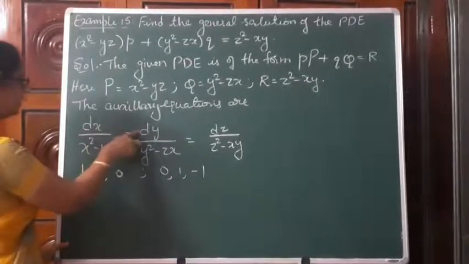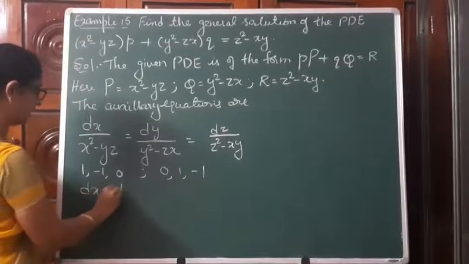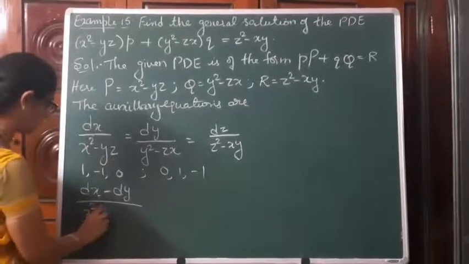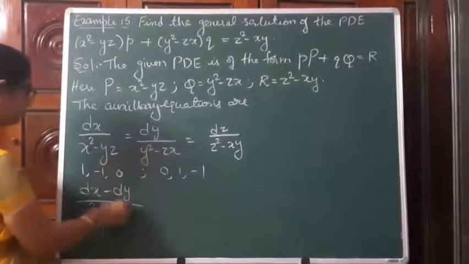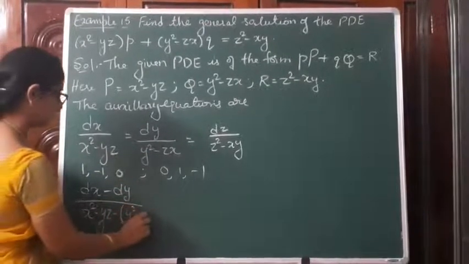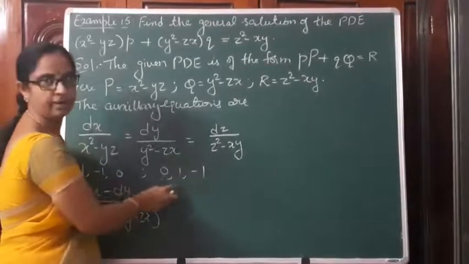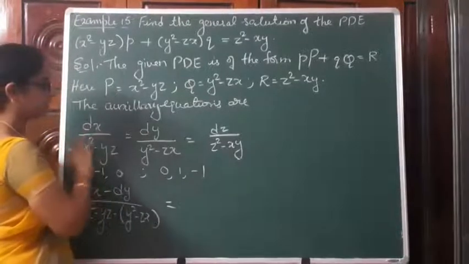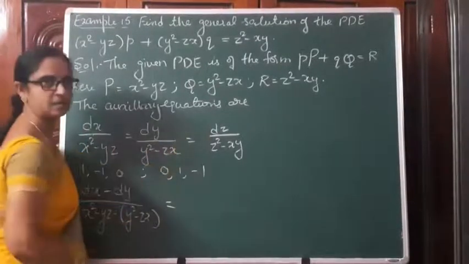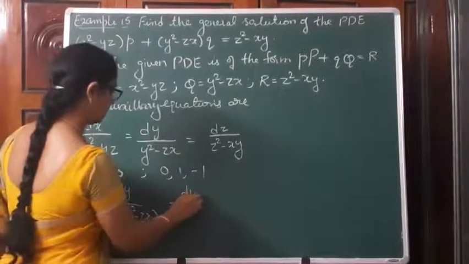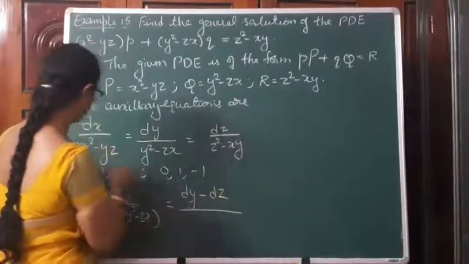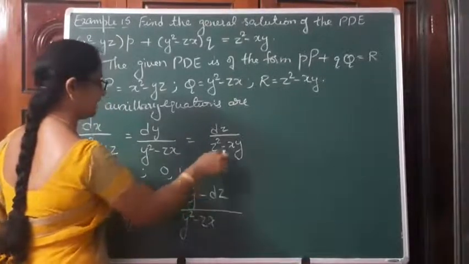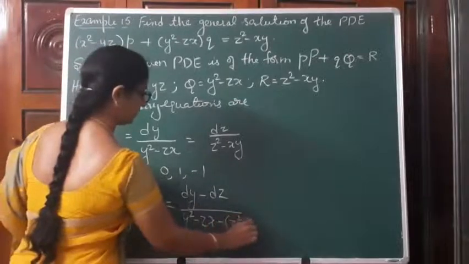1 into dx minus 1 into dy, that is dx minus dy, divided by 1 into x square minus yz minus 1 into y square minus zx. This is equal to, now using the other set of multipliers, 0 into dx, so the dx term does not exist, 1 into dy minus 1 into dz. So it becomes dy minus dz divided by 0 into this term plus 1 into y square minus zx minus 1 into z square minus xy.